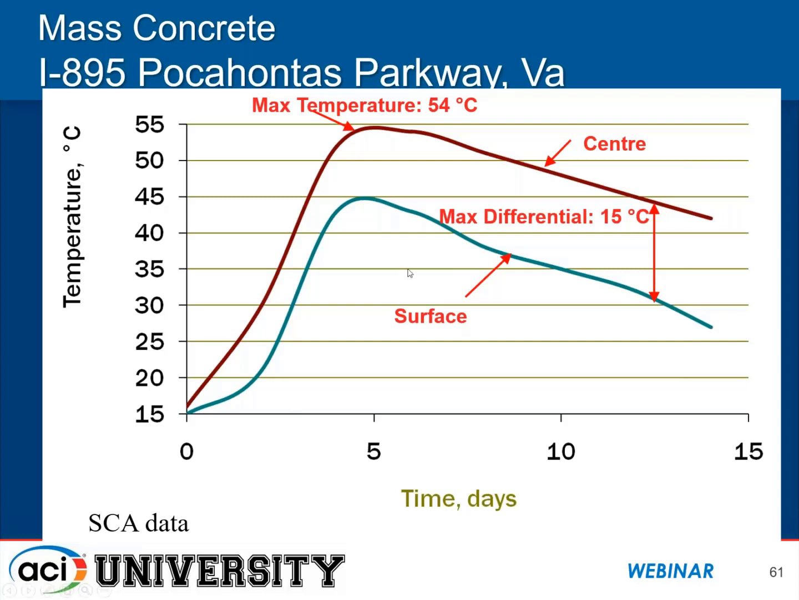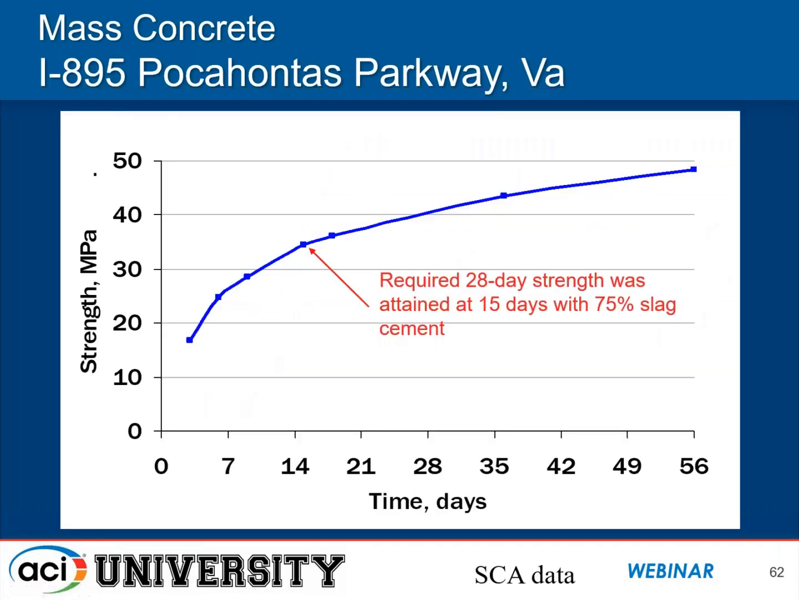And these are the sort of temperatures they were getting. About 54 Celsius was the maximum. The surface got up to 45, so the maximum differential at any point, over about 2 weeks here, was 15 Celsius, which is about 22, 23 Fahrenheit.